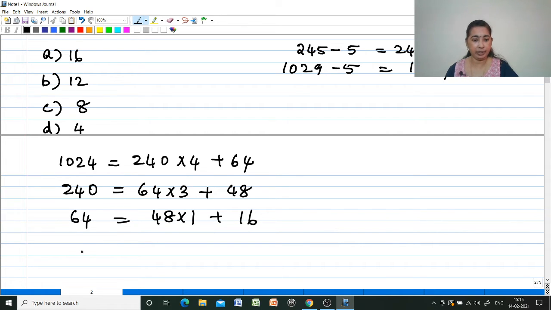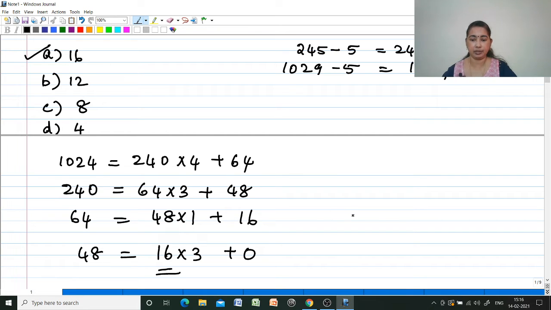And again, 48 can be written as 16 into 3 plus 0. So the largest number which divides 245 and 1029, leaving remainder 5, in each case is 16. So the answer is option A. 16 is the answer. Now second one.